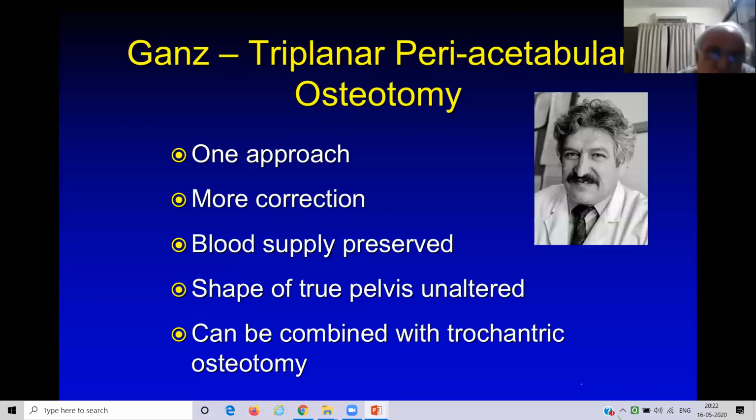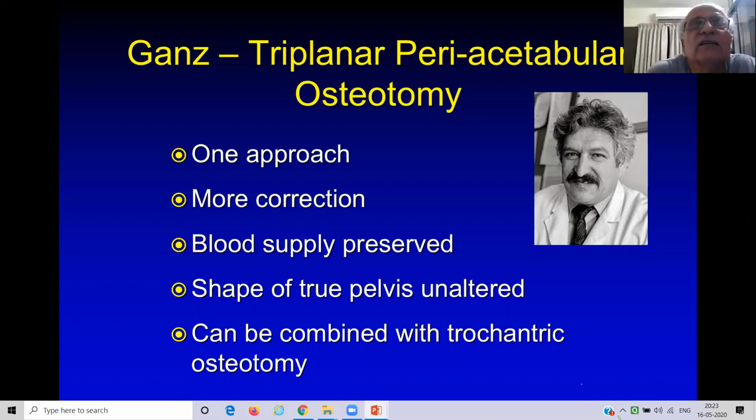Now the new era came of this osteotomy. Not exactly a new era, but something new came, and that was Ganz. This was Reinhold Ganz from Bern, Switzerland. A great work done by this gentleman. Two important things he did for orthopedics. A lot of things, but two very important.